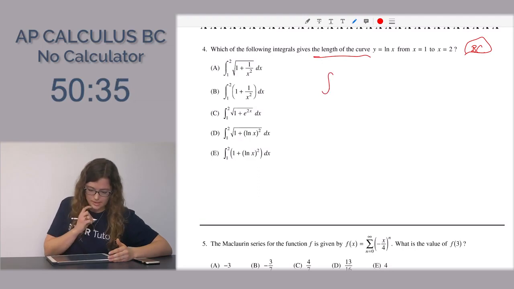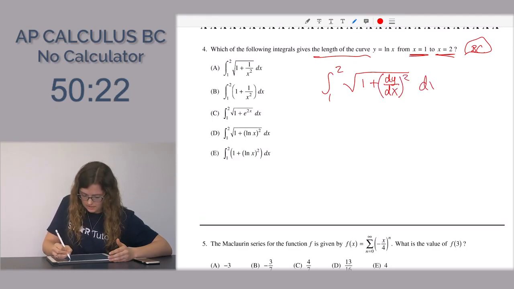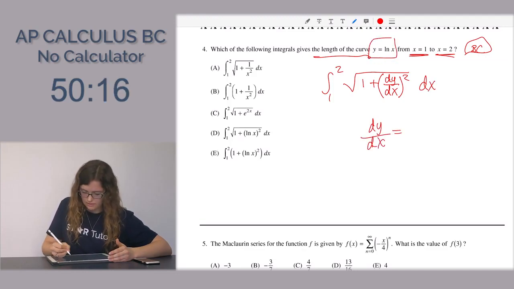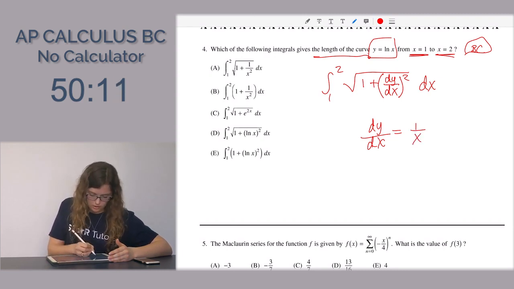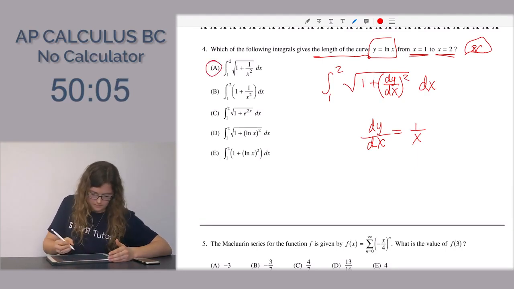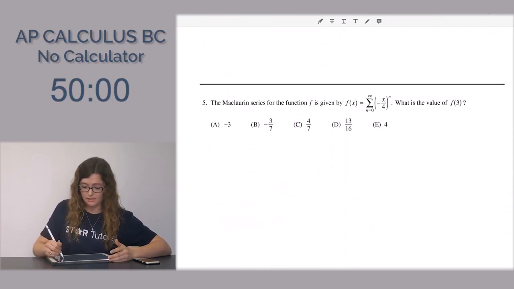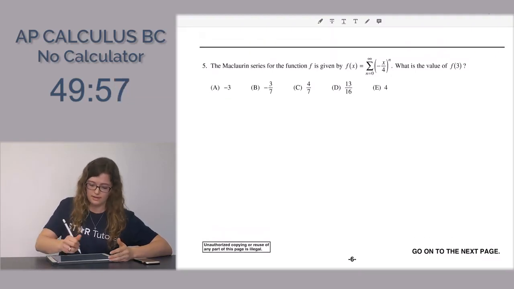I remember that the definition of the arc length is you integrate from wherever your x's are going between, of the square root of 1 plus the derivative, dy dx, all squared, dx. So my derivative here is the derivative of natural log of x, which is 1 over x. So I need the square root of 1 plus 1 over x all squared, which is going to be a. Okay, so if you didn't remember that definition, you should skip that problem. I remember the definition, so I did that one first.